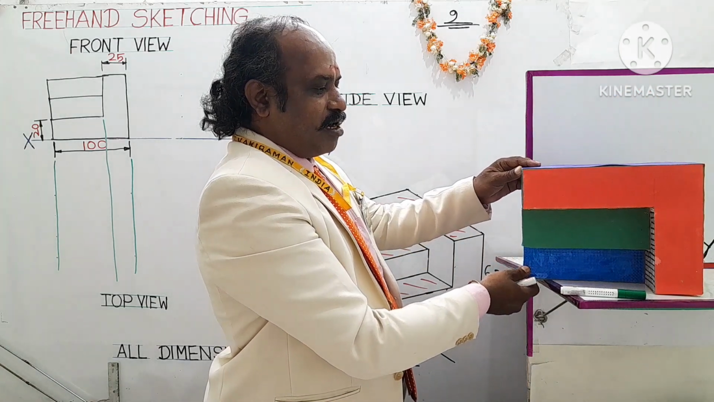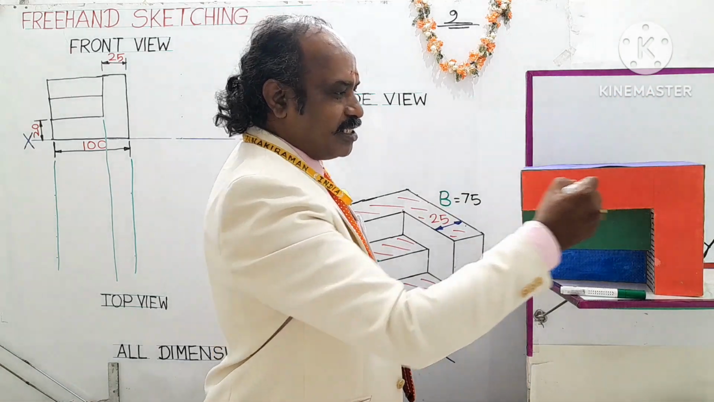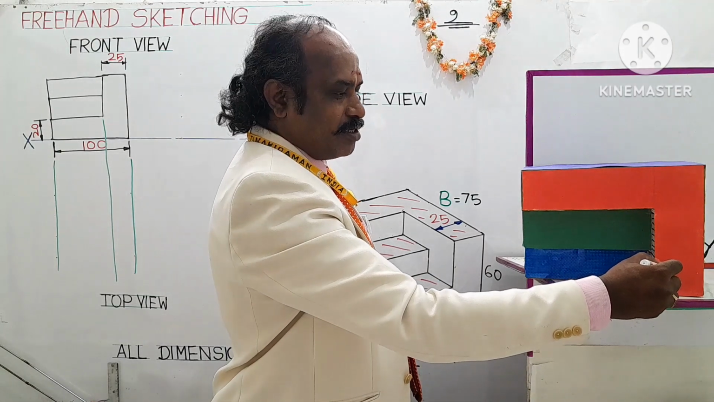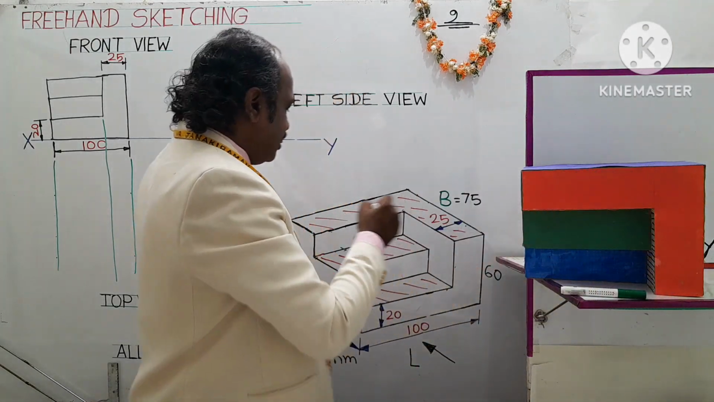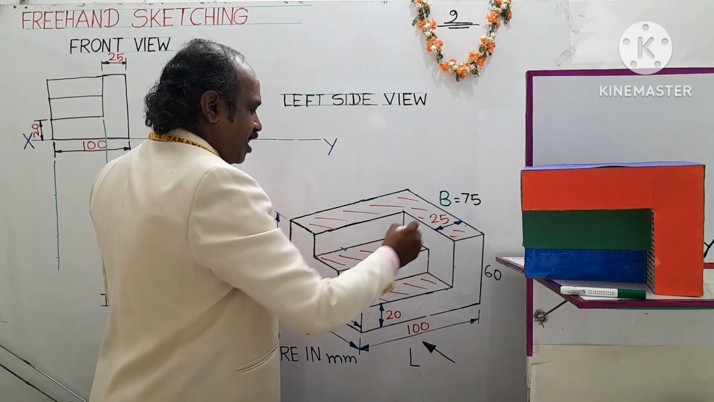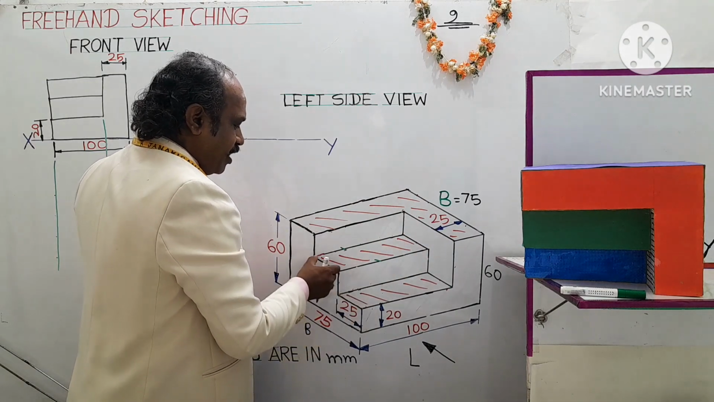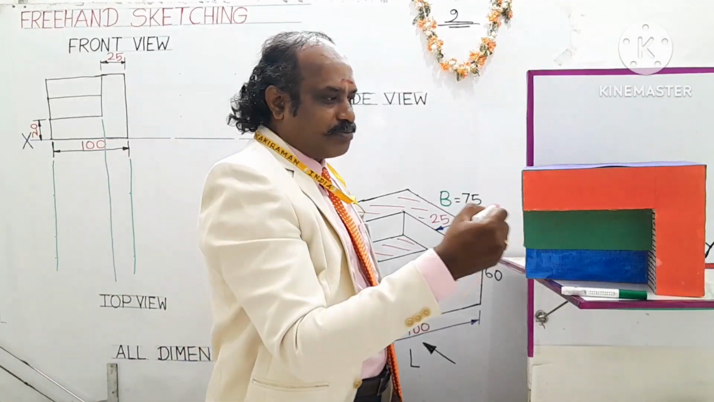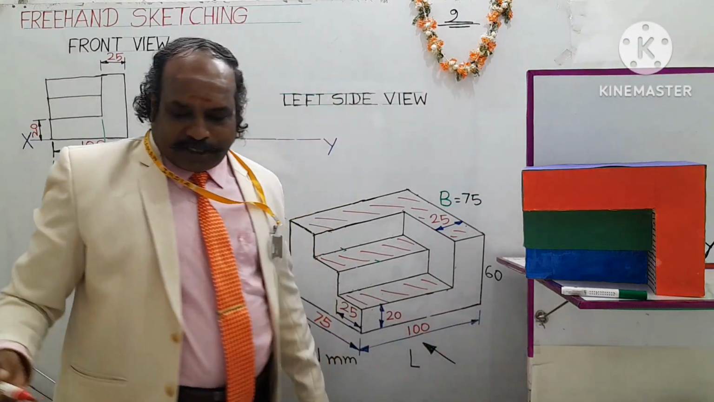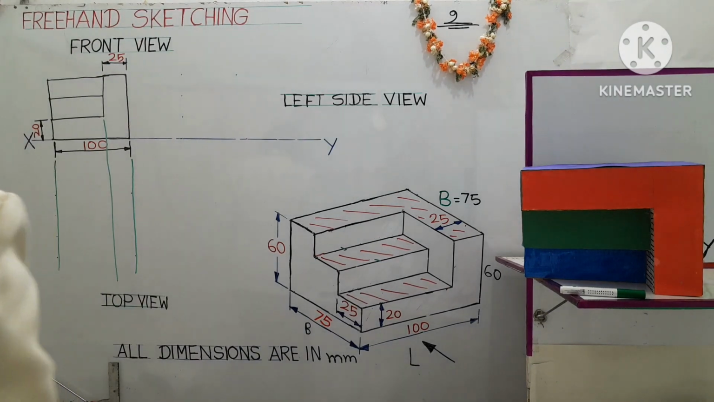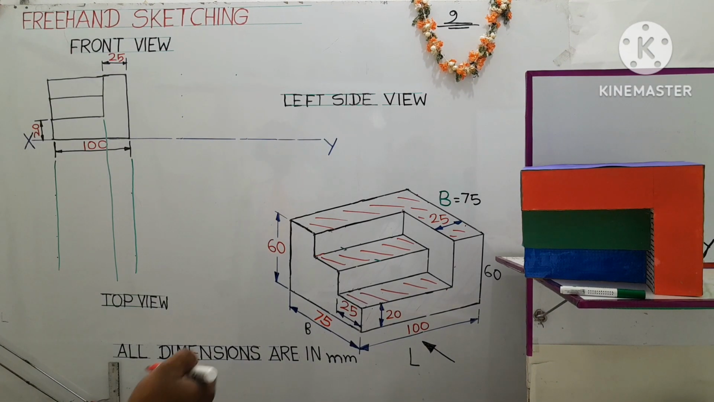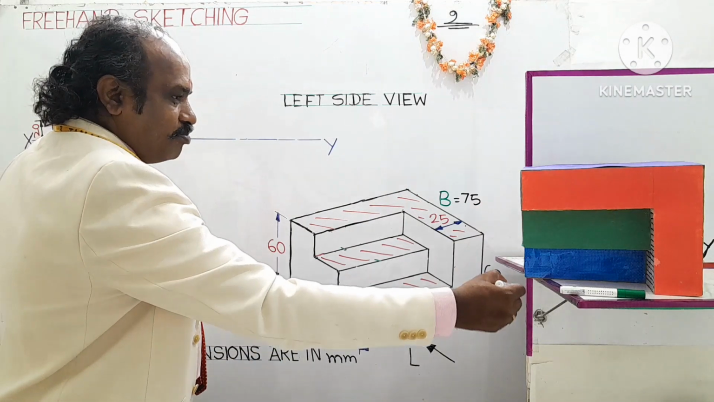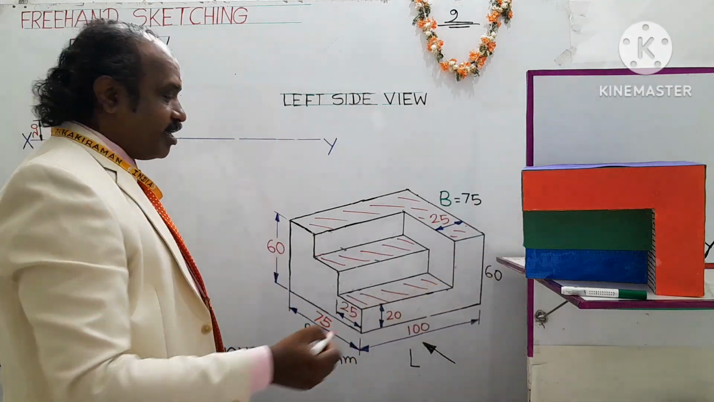The view obtained is called the top view. That is, this L portion is represented as red in color. This is that portion. Okay, and the base of step 1 and the base of step 2 will also be visible to the observer looking from the top. The view obtained is called the top view. So in the top view, the observer can see the length of the object, and you can also see the breadth of the object. Okay, that you have to understand.